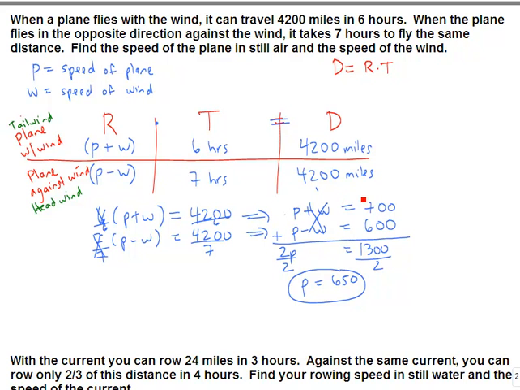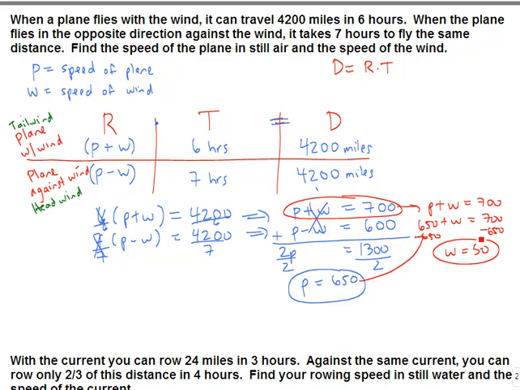So for example, if I use this one, let's recopy it a little bit neater, and if I substitute in 650 for P, then when I subtract 650 to the other side, we can easily see that the wind speed must be 50. So all we have to do now is write up our final answer as a sentence with some units. Remember that these P's and W's were speeds, and this was miles and hours, so it makes sense that these should be miles per hour.